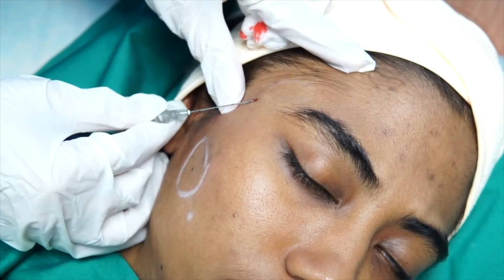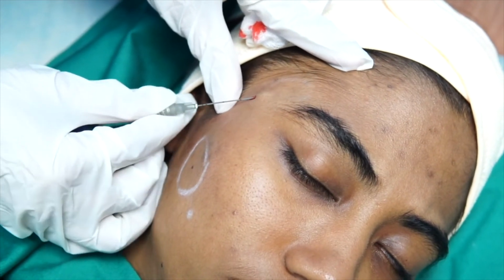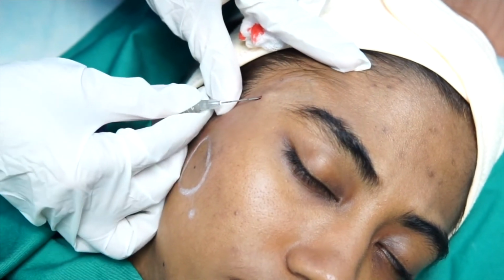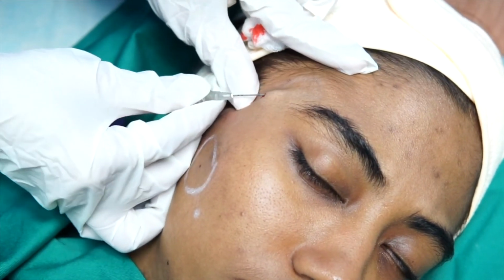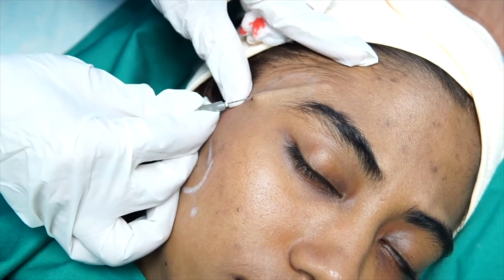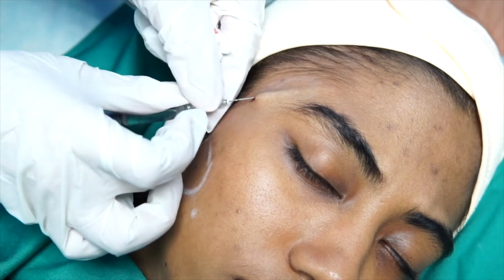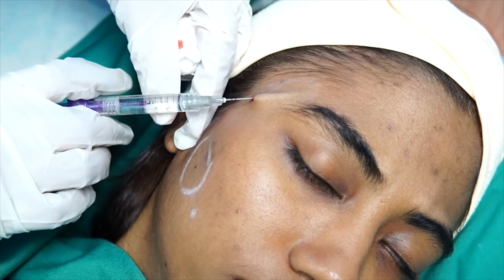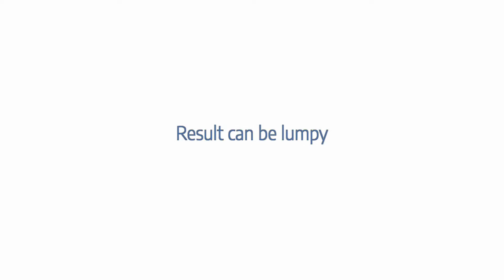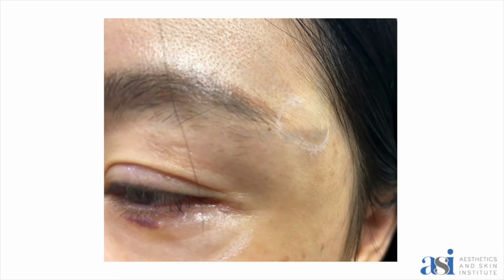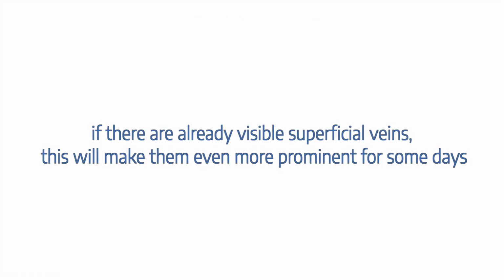The first technique is using the cannula. The entry is usually from the inferior aspect for easier access to the area. The cannula then glides in the superficial fat plane below the level of the artery. In a way, this is similar to filler in the hands, being under the hand veins. The disadvantage of this plane is that the result can be lumpy, and if there are already visible superficial veins, this will make them even more prominent for some days.